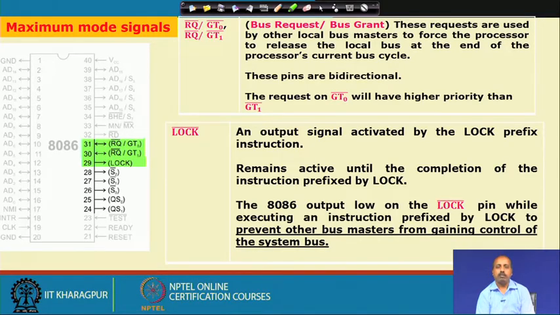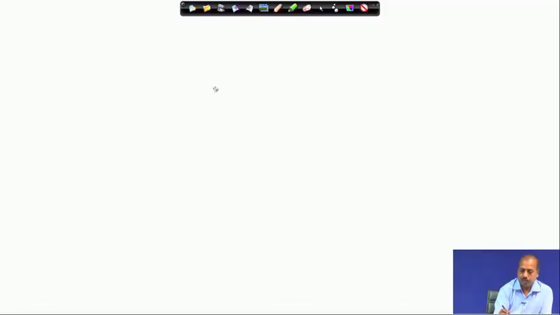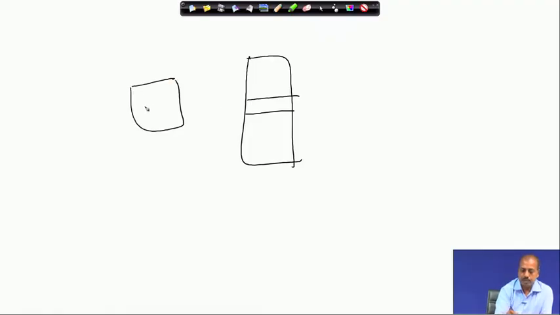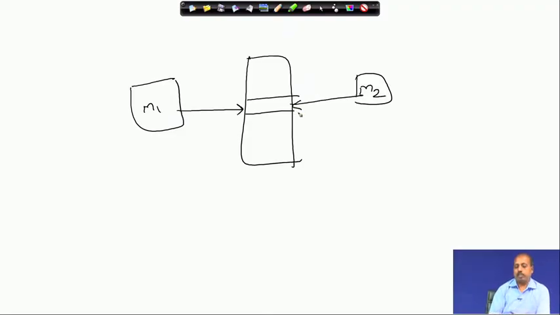The reason is that if there is a memory location like this, say this is the memory and there is one location, and we have two masters, master 1 and master 2, and both of them want to modify this location. Naturally, this is a serious condition, because if the modification is not done completely by one processor, the other may write something and the original content will be lost. That may lead to an inconsistent state.